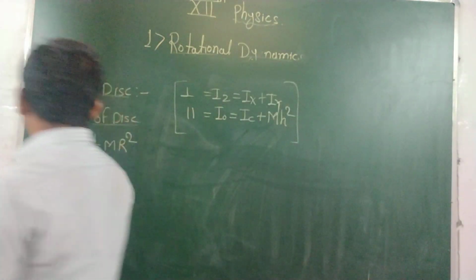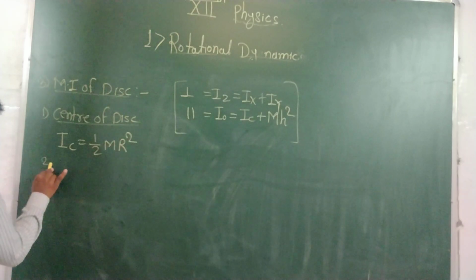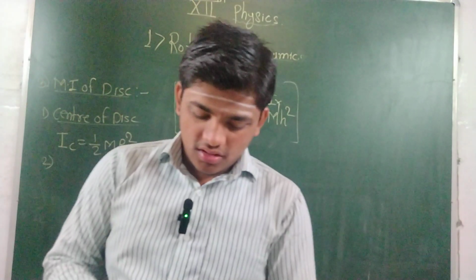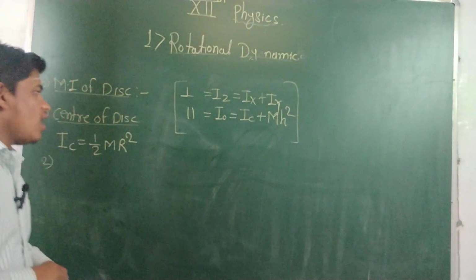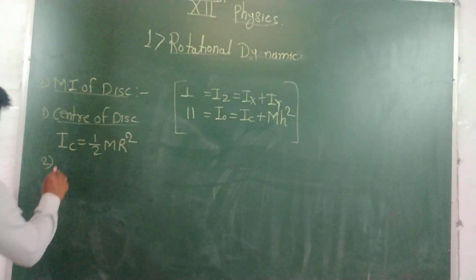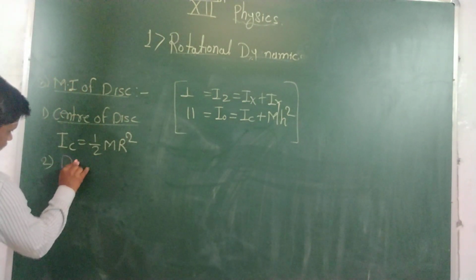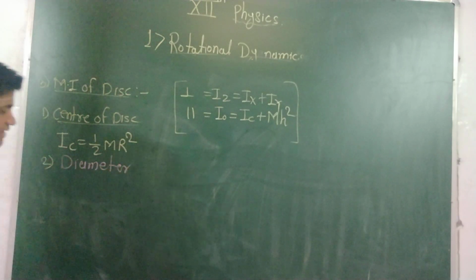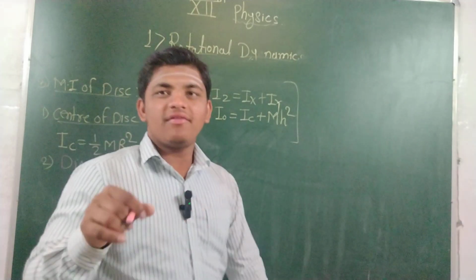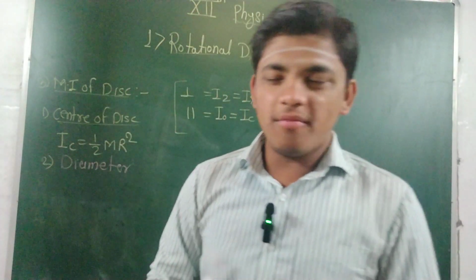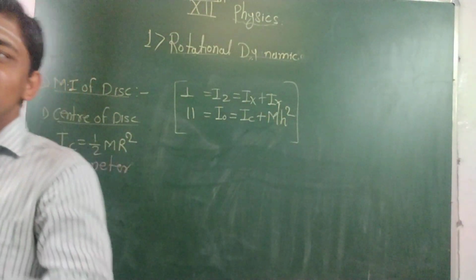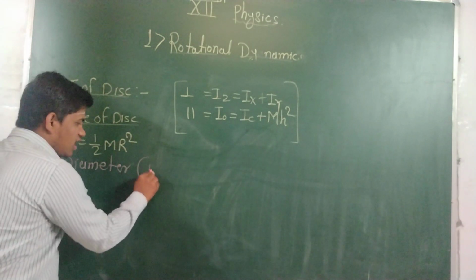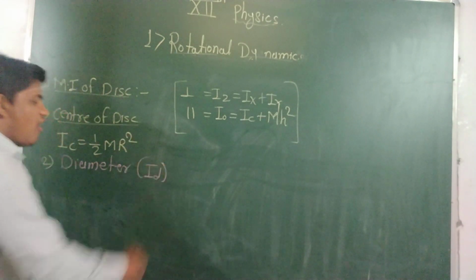The second application of the moment of inertia of the disk is when the axis is passing along the diameters. Express the moment of inertia of the uniform disk about the axis passing through the diameters. It means the moment of inertia along the diameter is I of d.